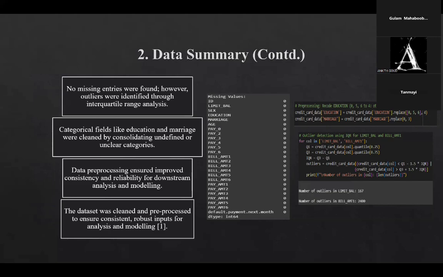The data set was cleaned and pre-processed to ensure consistent, robust inputs for analysis and modeling. So this is all based on credit cards, and their records of education, age, and gender. Next, it will be followed by Mr. Ankit, and he will explain the analysis and visualizations of the assignment. Handing over to Ankit, please continue.